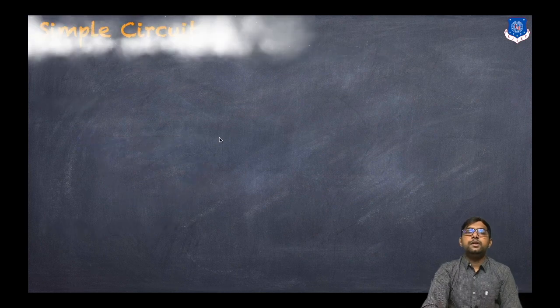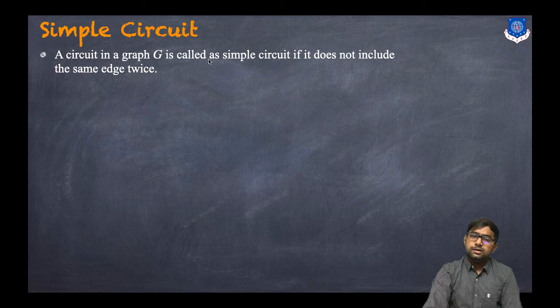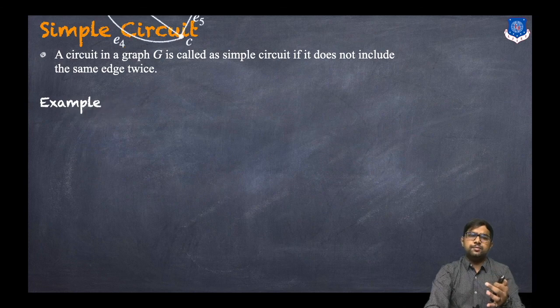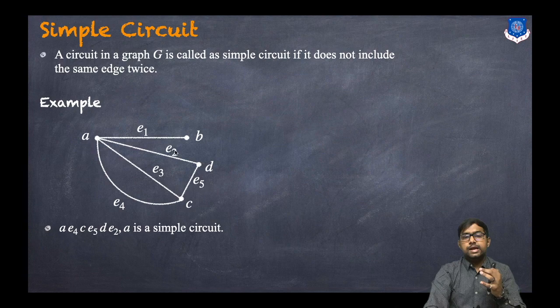Now, what is a simple circuit? A circuit in a graph G is said to be a simple circuit if it does not include the same edge twice. For example, the same example. Just consider A, E4, C, E5, D, E2 and A. It is a simple circuit, which does not include the same edge twice.